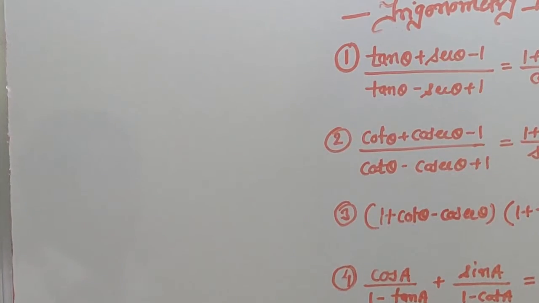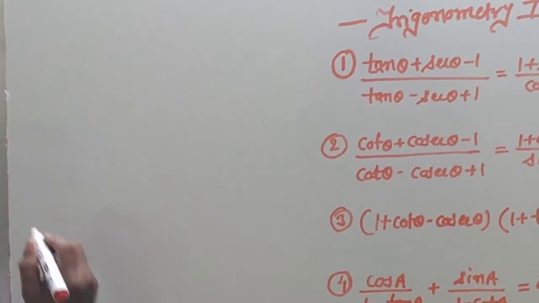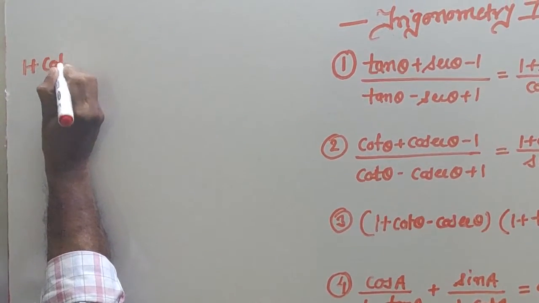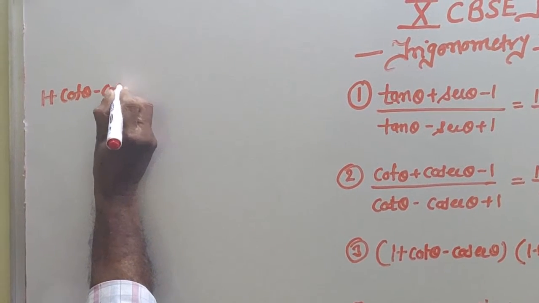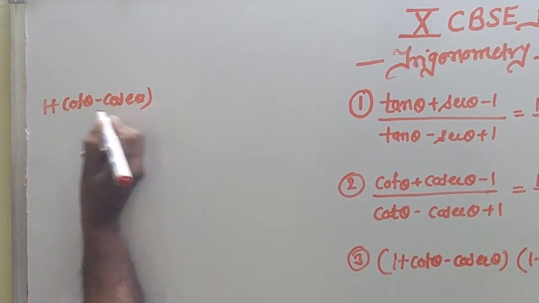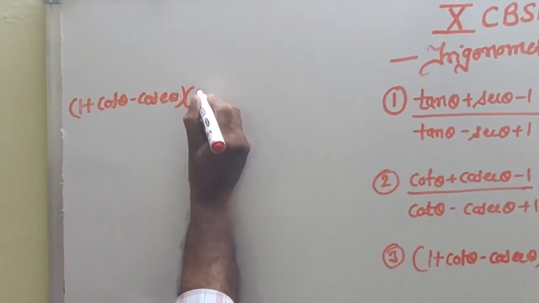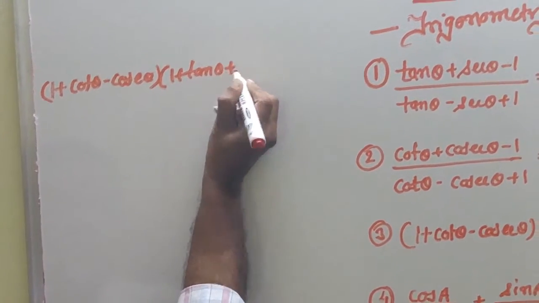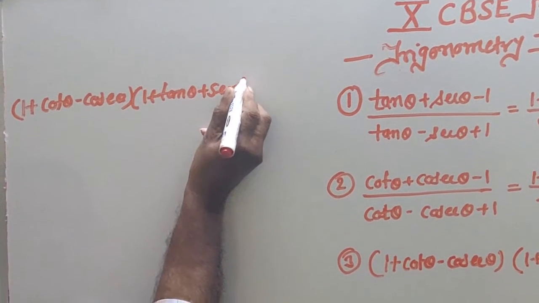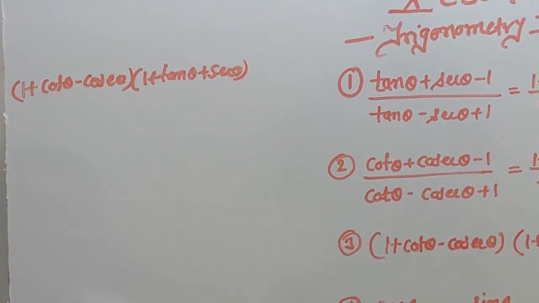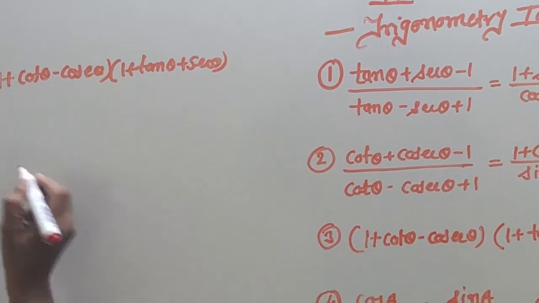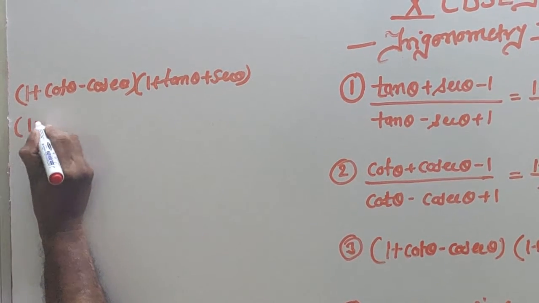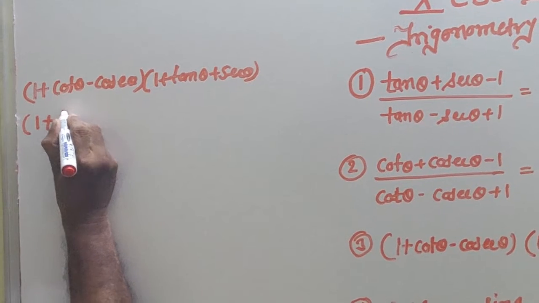Okay, so we are going to solve the third problem. In the third problem, what is given? Bracket 1 plus cot theta minus cosec theta, and in the second bracket it is given 1 plus tan theta plus sec theta. Now this problem was asked in 2008. So first, convert all ratios in sine and cos.